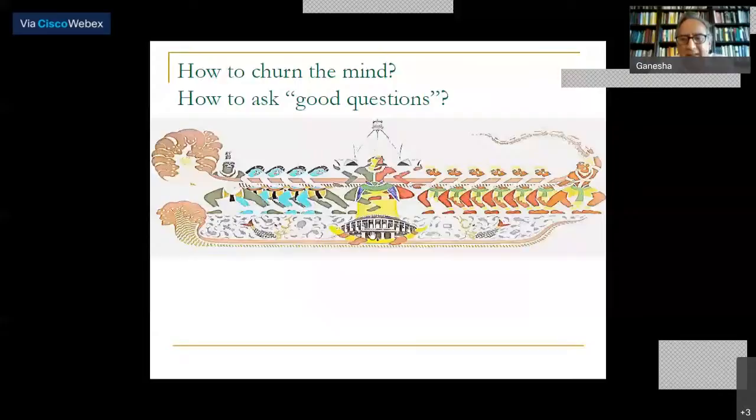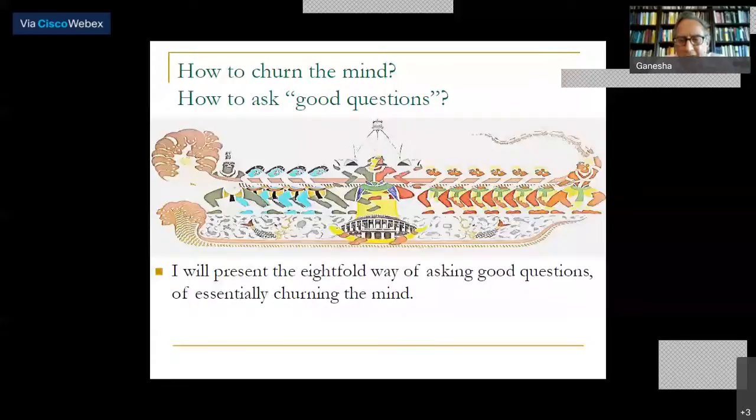As you know, in the Dasavatara, the second avatara, after the Matsyavatara, which is the fish, is the tortoise, which is the amphibian. And so you have an interesting theory of evolution encapsulated in the process of the Dasavatara. So I'll present now here an eightfold way of asking good questions, of essentially churning the mind.